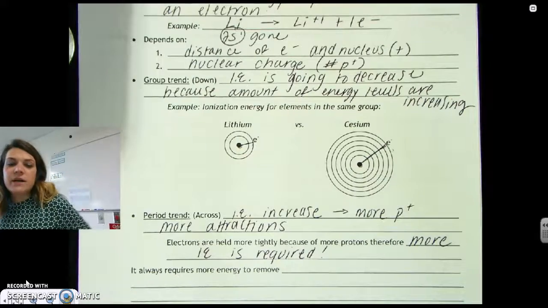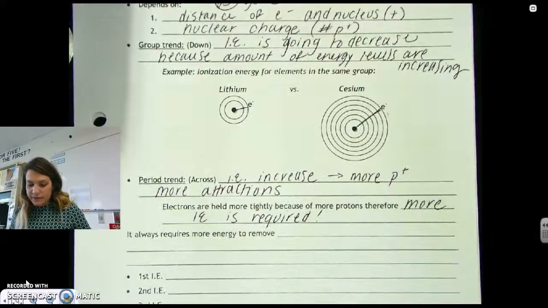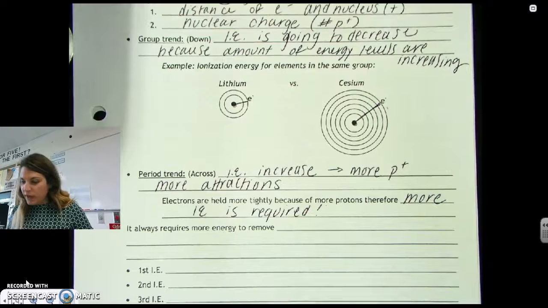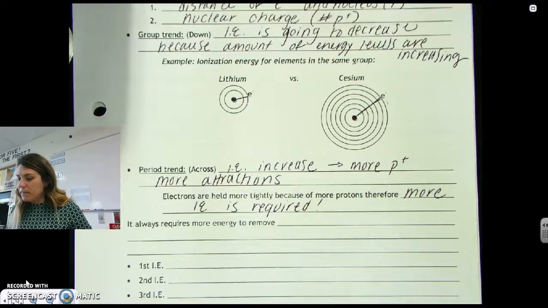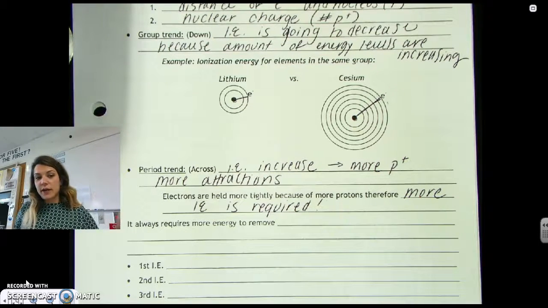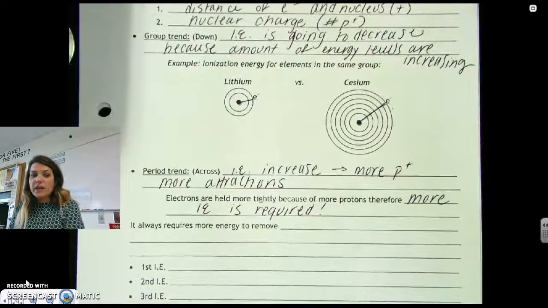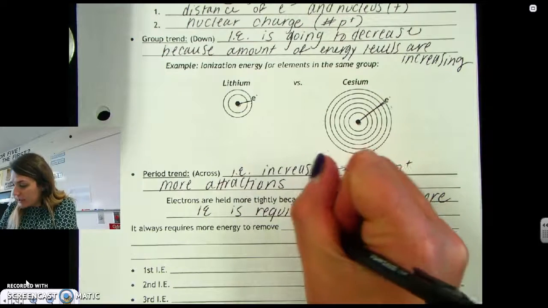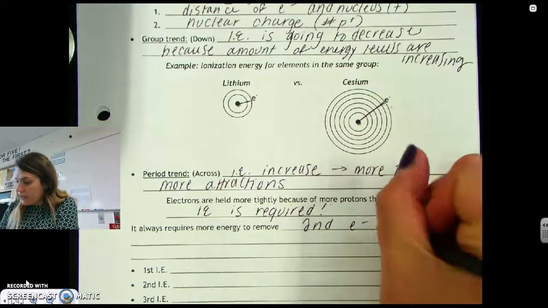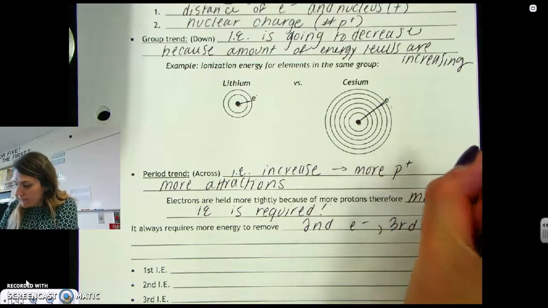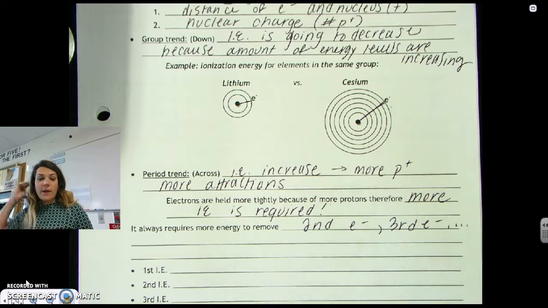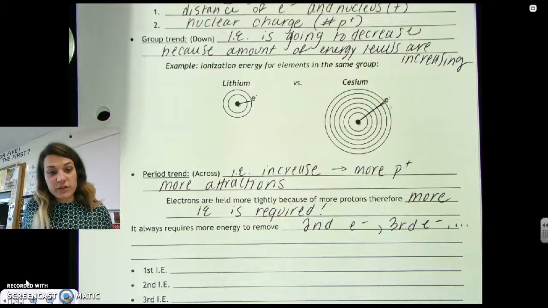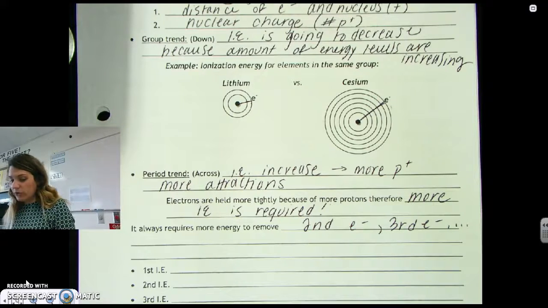Okay, last thing with ionization energy I'm going to talk about is first, second, and third ionization energy, okay? It's always going to require more energy to remove the second electron, the third electron, etc. Meaning, the second electron is going to be harder to remove than the first electron, and the third electron is going to be harder to remove than the second electron, okay?